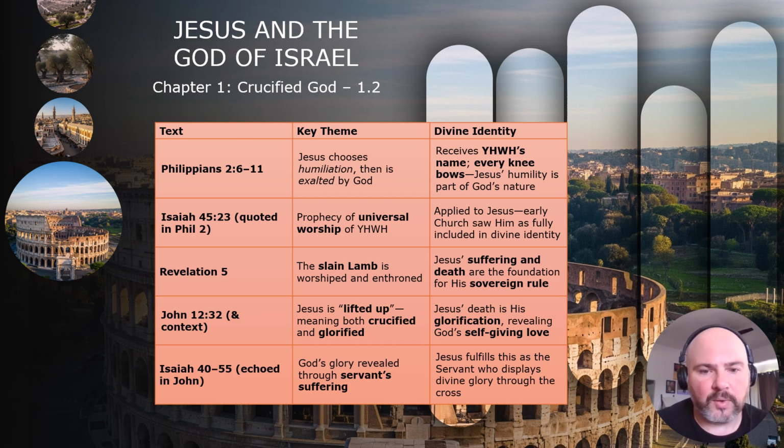This chapter 1, Crucified God, overturns assumptions. Divine identity isn't just about power, it's about love willing to suffer. The cross redefines majesty, not in domination, but in humble service. And this text affirms a central theme. Jesus' humiliation and exaltation are not separate, but unified revelations of divine identity. Isaiah's vision of the one true God is seen not only in God's sovereign acts, but in Jesus' crucifixion. This is not a new God, but Israel's God fully revealed.